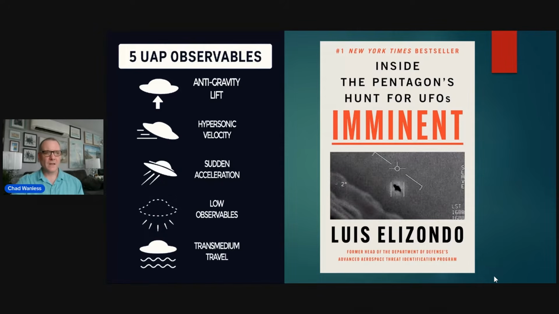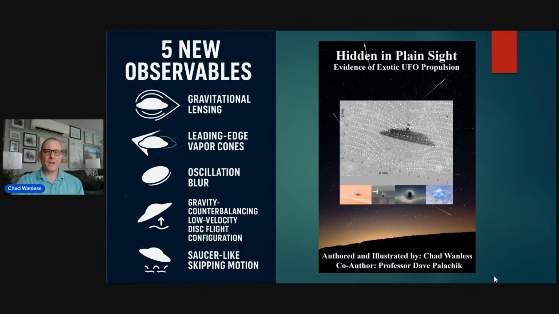grew up, actually. So we have the original 5 observables, not including the bodily effects: anti-gravity lift, hypersonic velocity, sudden acceleration, low observables, and transmedium travels. And in my book that myself and my co-author, Professor Dave Palachuk, published earlier this year, we've identified gravitational lensing, leading edge vapor cones, oscillation blur, gravity counterbalancing, low velocity disk flight configuration, and saucer-like skipping motion.